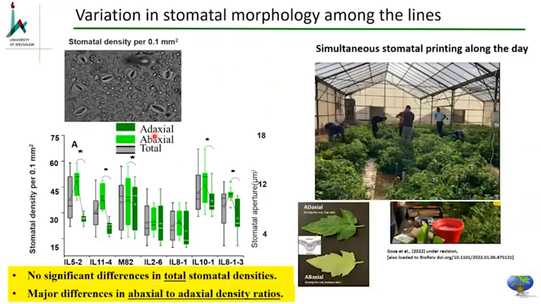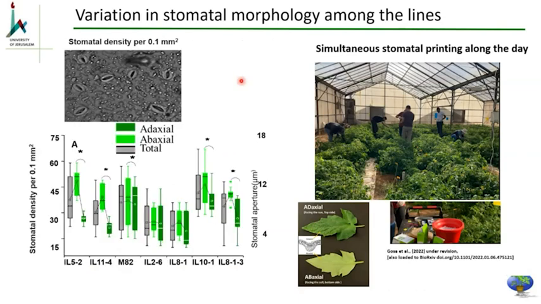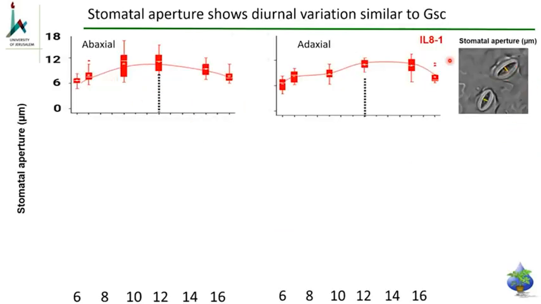So what we did, we also looked at the aperture, okay? This time, at different times of the day. You can see that 8.1, the low yielder, has its maximum aperture at midday. Now, this is Israel. Midday is very hot.